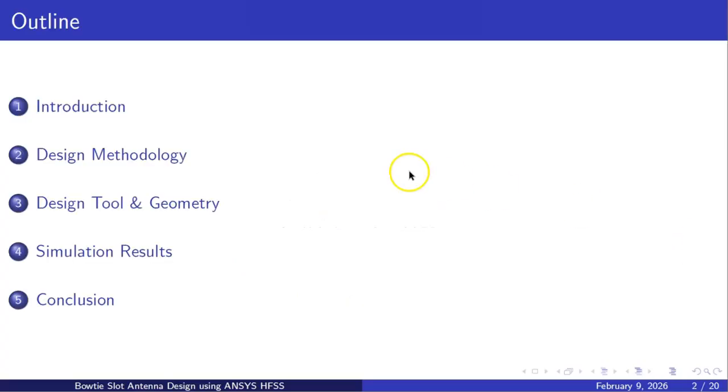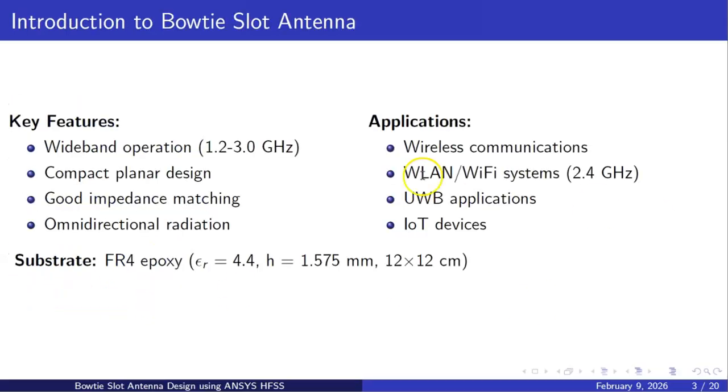In this presentation, we will cover the introduction to the Bowtie slot antennas, our design methodology, the design tool and antenna geometry, comprehensive simulation results, and finally, our conclusions. The Bowtie slot antenna is a wideband planar antenna operating from 1.2 to 3 GHz. Its key features include compact design, good impedance matching, and omnidirectional radiation characteristics. It is widely used in wireless communications, Wi-Fi systems at 2.5 GHz, ultra-wideband applications, and IoT devices.